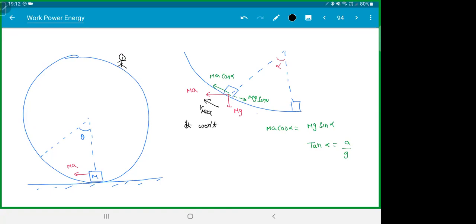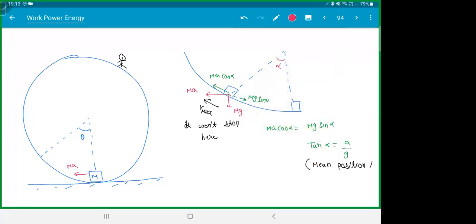Think about it. Pseudo force was greater than mg till here, so it was gaining speed more and more. It won't stop here. It will continue to go further. This is the mean position. This is not the answer. Most people make this mistake.